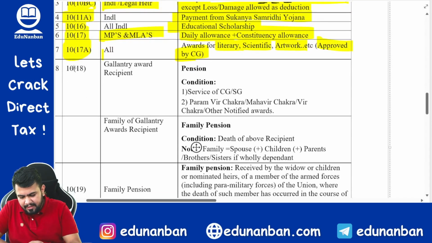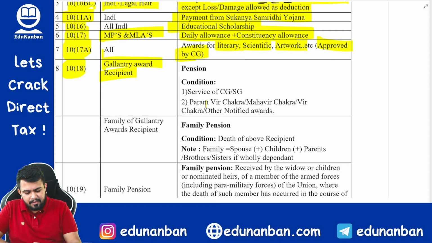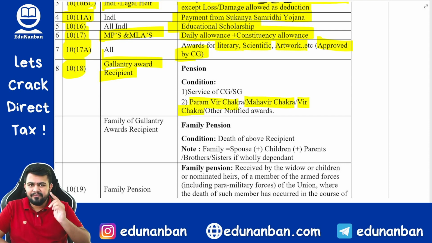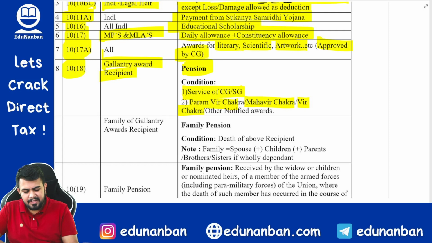Next, section 10 clause 18. If any person is a gallantry award recipient. Gallantry award means what? Paramveer Chakra, Mahavir Chakra and Veer Chakra. Okay, you have to remember this. So these three are gallantry awards. If a person has won a gallantry award, and the person was also a central government or state government employee, if these two conditions are satisfied, then the pension received is completely exempt.